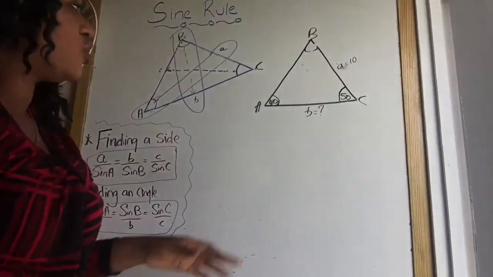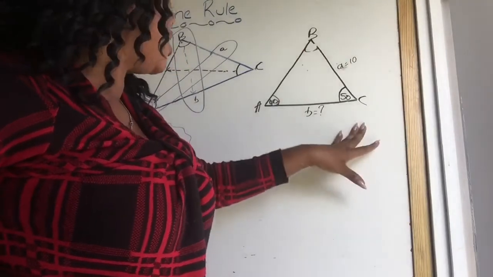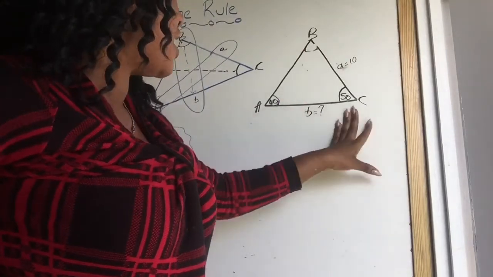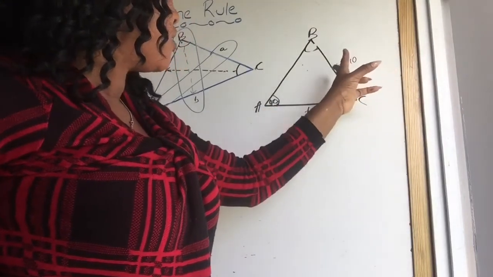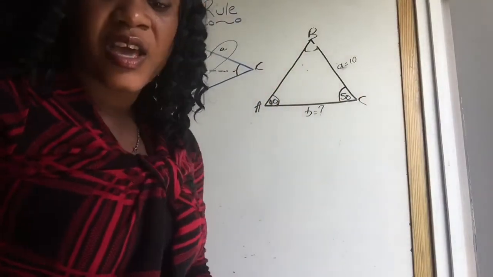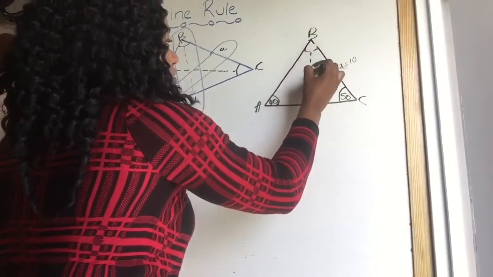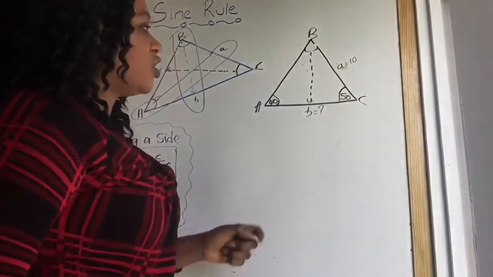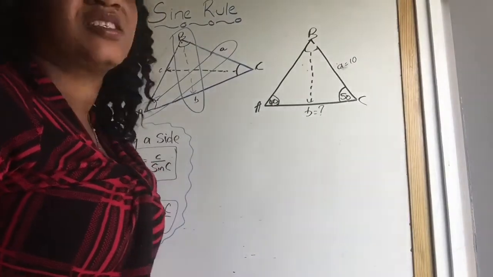So this is our triangle labeled ABC. Angle A is 40 and angle C is 50. And the side opposite angle A, which is little a, is 10. And they're asking us to find B. Guys, look at this. We know that little b belongs to angle B, but we don't have that angle. So how can we find the side?